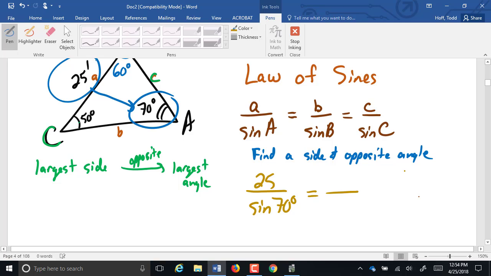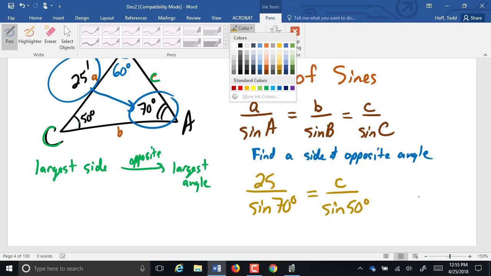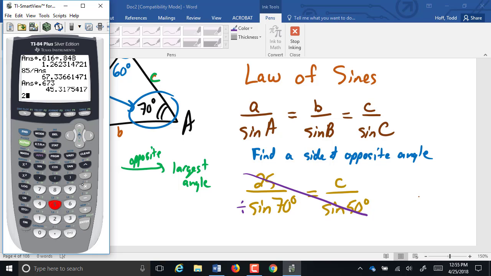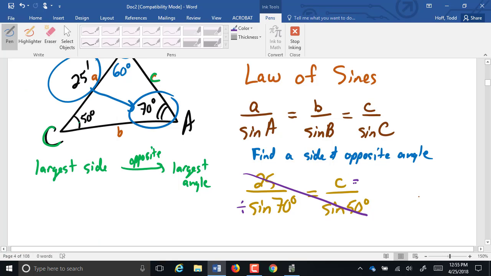Now we can find any other side here. Let's find C. What is its opposite angle? 50 degrees. So to find side C, we're going to cross multiply: 25 times the sine of 50 divided by the sine of 70. Now you have to be careful to make sure you close your parentheses in your sine. We get 20.38. So C over here is 20.38 feet.